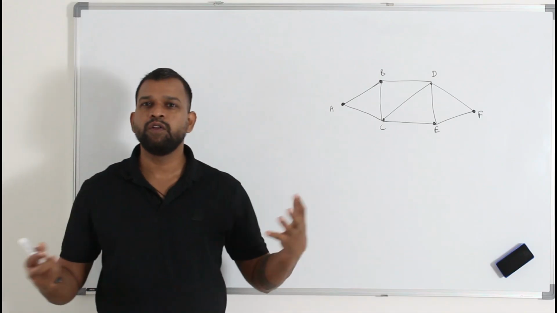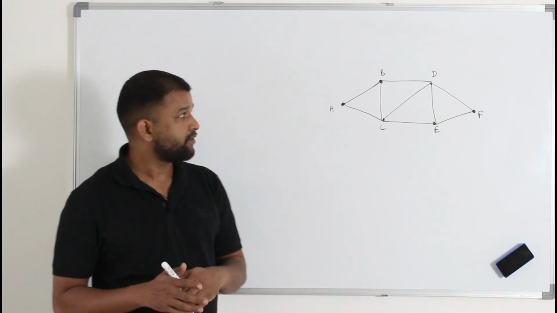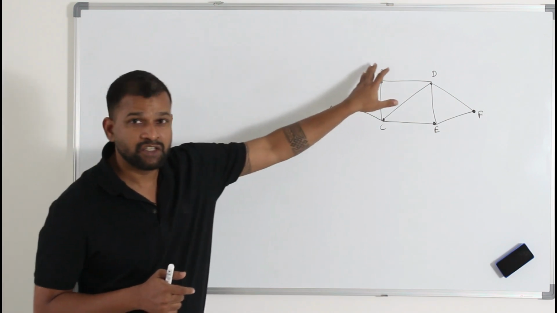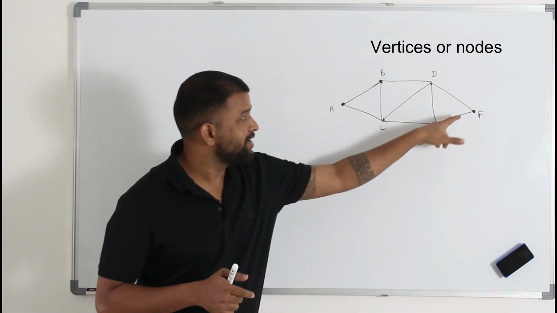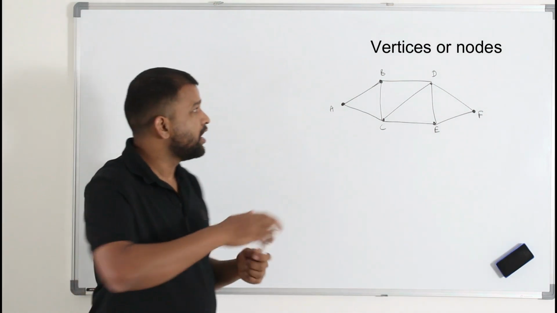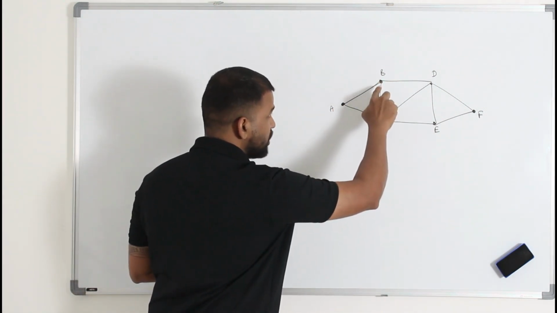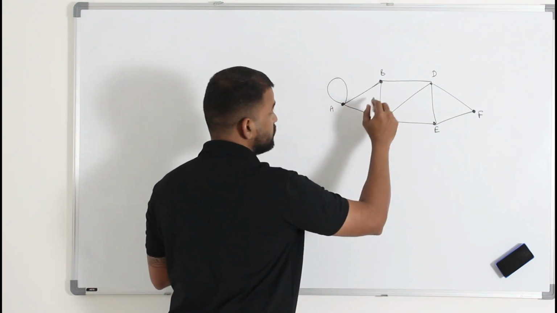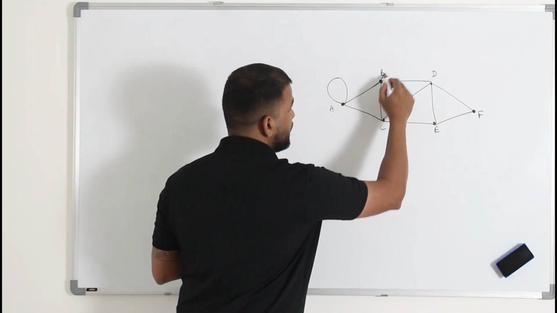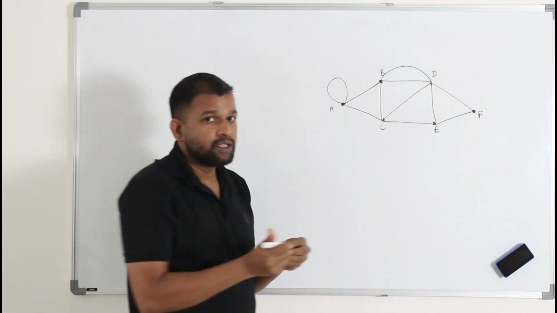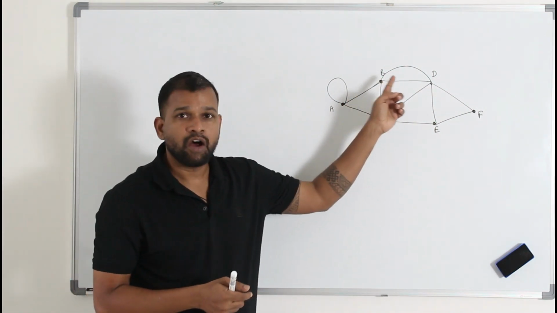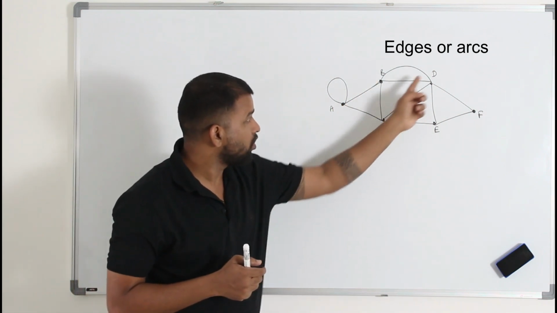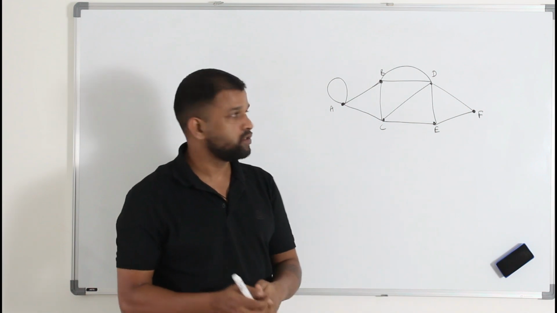Okay, we need to know the main basic stuff about graphs actually. In this graph, a graph consists of vertices labeled as A, B, C, D, E and F. And the vertices are connected by a straight line. Sometimes you will see lines like this also. Or it can be like this also. So these lines are called edges. These points, right, these are all called vertices or nodes.